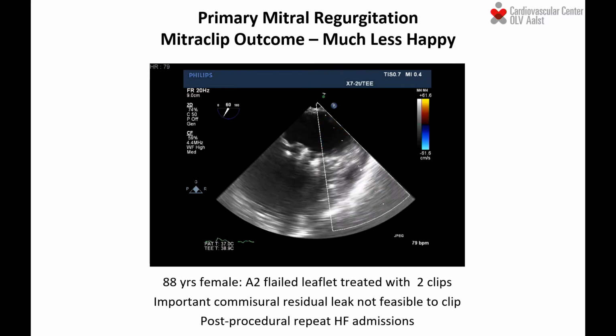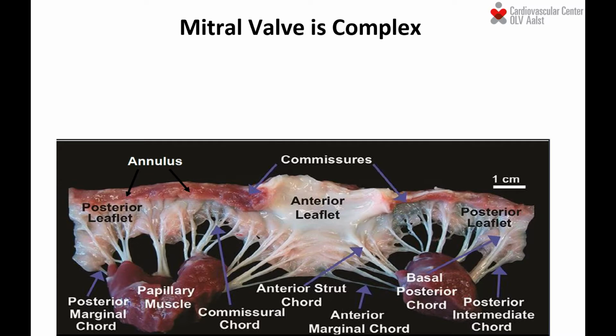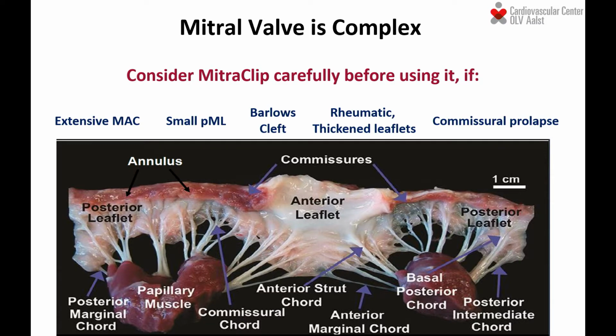So okay, what I want to say with this is that you should always be thoughtful when deciding whether or not, and at what stage and how, to use leaflet therapy in the mitral valve, which is very complex. And again, re-emphasizing the basic postulates of the EVEREST trial, we should be very careful considering the MitraClip if there is extensive annulus calcification, small posterior mitral leaflet, Barlow's, cleft, rheumatic thickened leaflets or different thickness of the leaflets, and if there is a commissural prolapse.